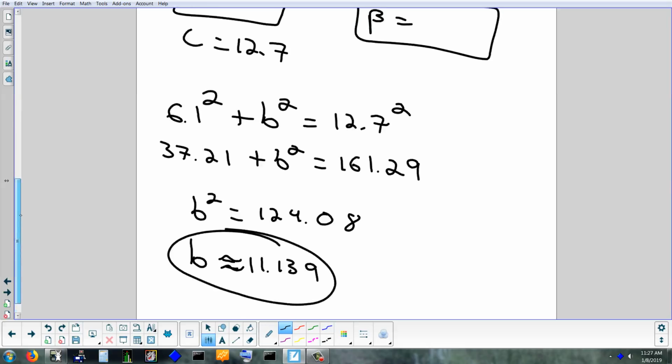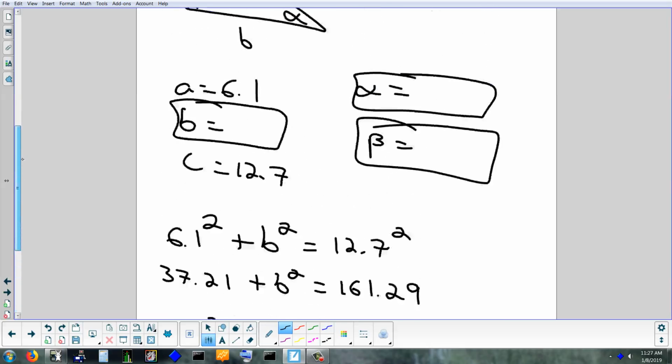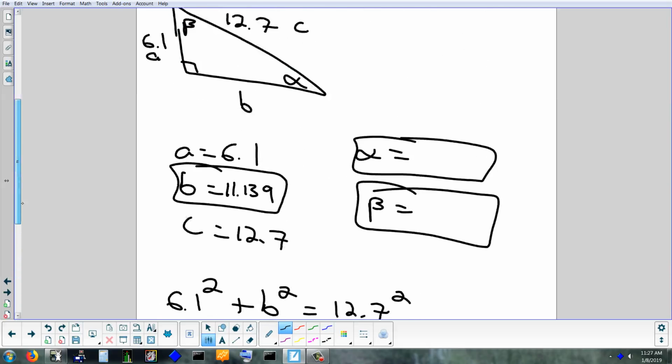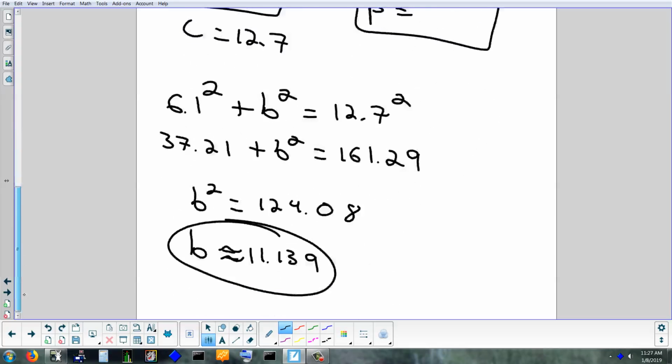Okay, so we've got B. Now forget about it. You're not going to use it to do anything else. Okay. We can now find alpha and beta. Doesn't matter which one we do. Okay, let's do alpha.